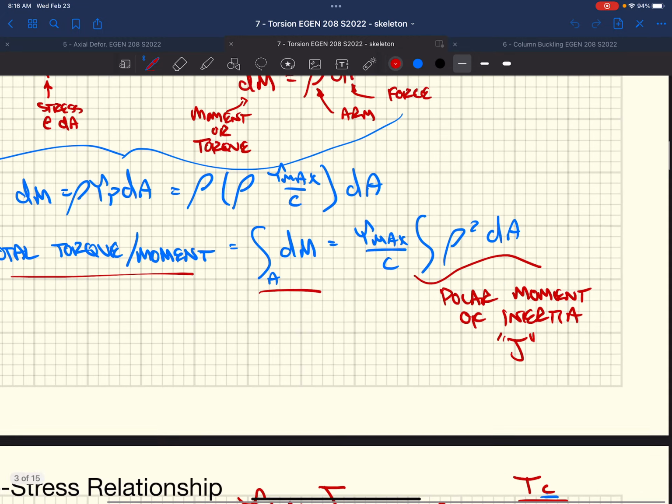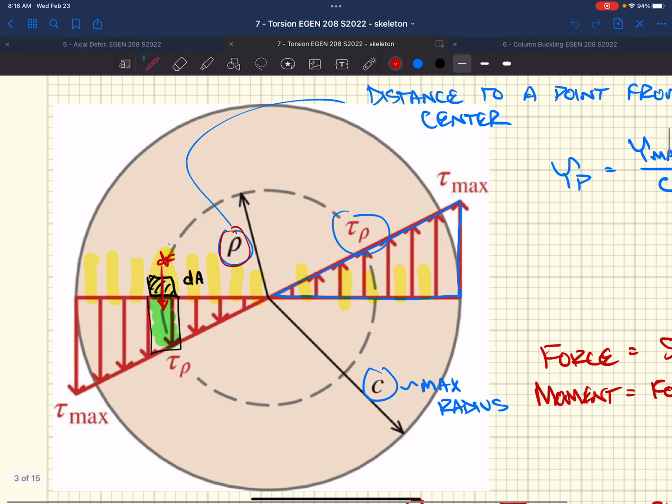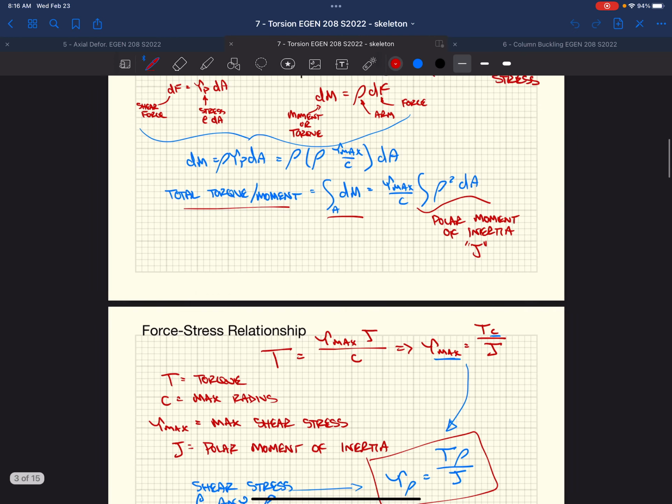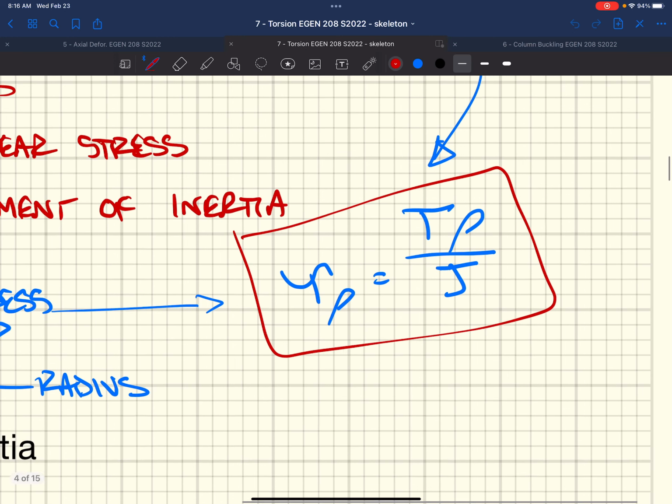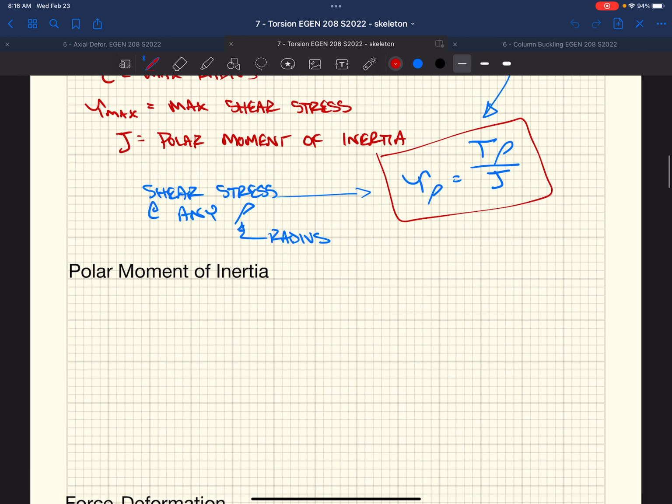So we have these big three equations, right? If we wanted to know what the shear stress was at some radius rho, we can relate that back to the applied torque, based on the radius of that point, the applied torque and our polar moment of inertia, okay? Clear as mud. Any questions about that? You guys got it. You guys are experts now, right?